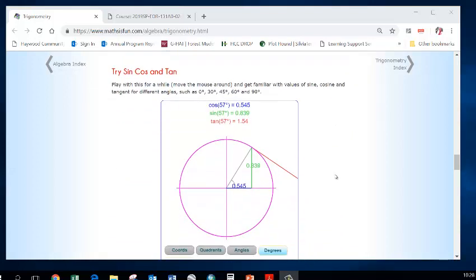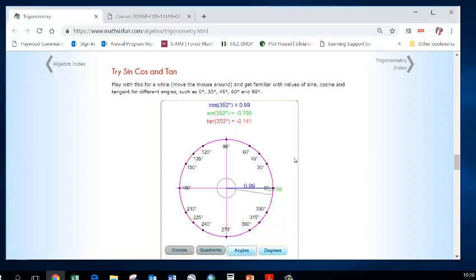But the thing I wanted to point out is just this little circle that they have here, and I'm going to go ahead and turn the angles on so that you can see. What's interesting is if you take note of these numbers up here, I'm going to move this cursor down here, and notice that it's set at 360 degrees, okay?